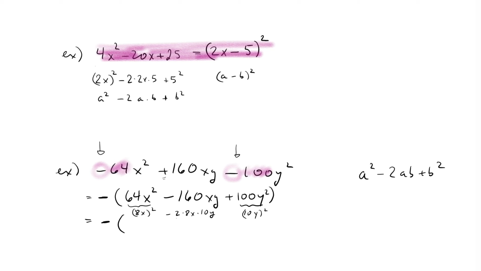And let's check. 2 times 8 times 10. That's 16 times 10. Oh, yes, 160. So I'm good. So that's going to give me (8x minus 10y) squared, times the minus sign. So my final answer is right there.